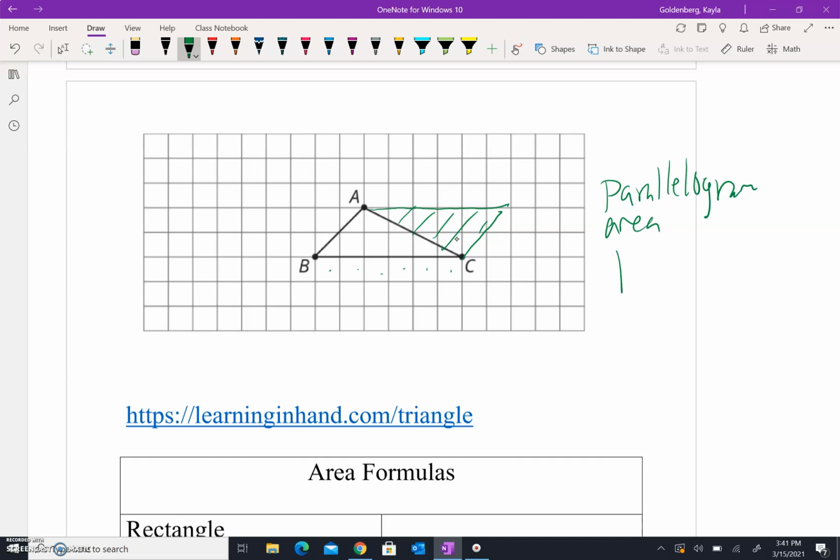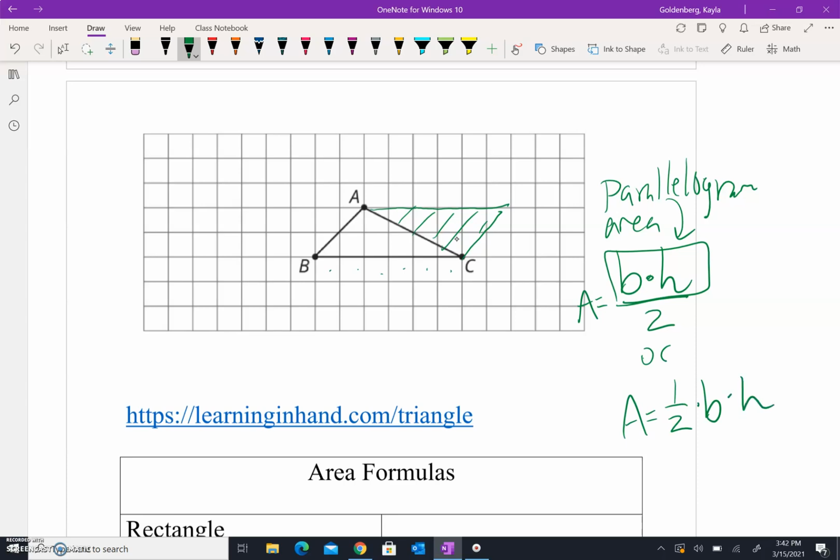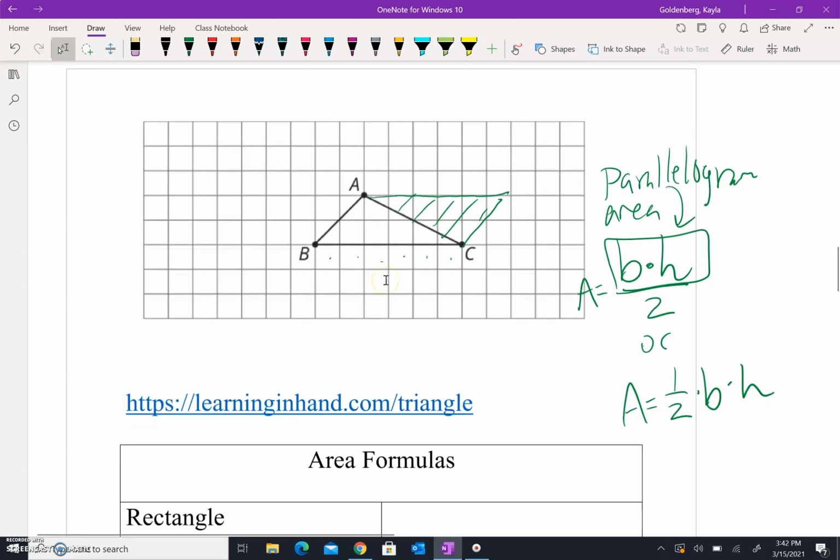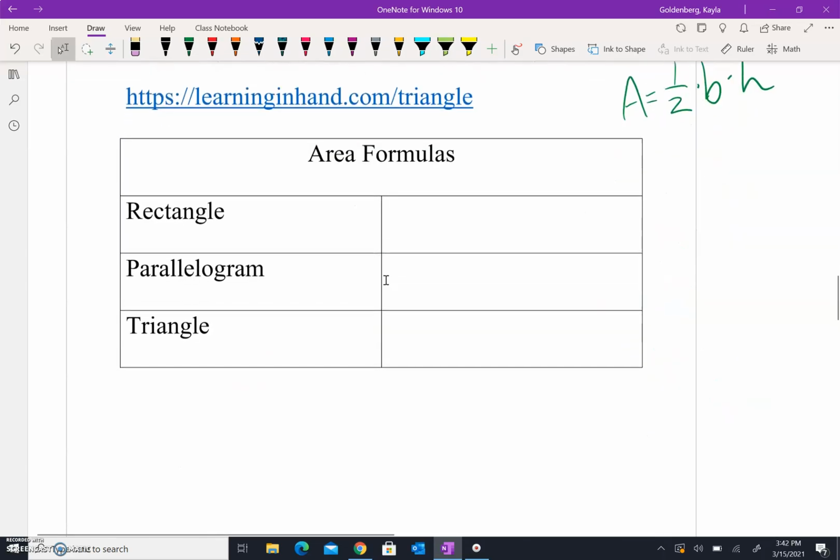Area is base times height, right? But I only want half of it. So you can either do base times height divided by 2 for the area of the triangle. And I'll point out that that's just the parallelogram right there, and then we divide by 2 to get the triangle. You can also do area for the triangle as 1/2 times base times height. Multiplying by 1/2 is the same as dividing by 2. Okay, so let's write those formulas down.